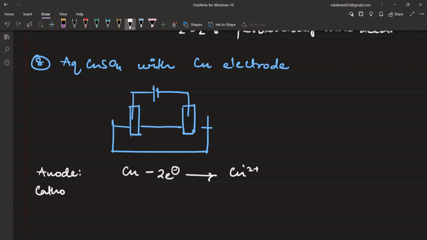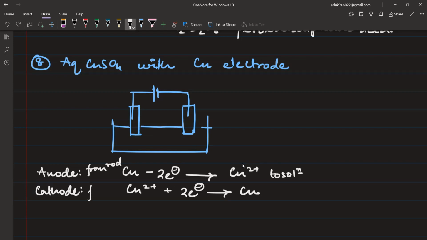And at the cathode, we are going to have Cu2+ + 2e- giving you Cu. Now the important thing to note here is this copper is coming from the rod and going to solution, and the same Cu2+ from solution is going to the rod. So this is coming from the anode, and this copper is getting deposited at the cathode.